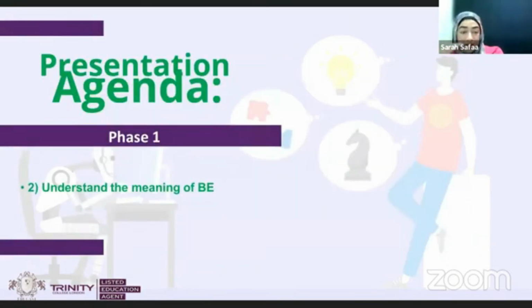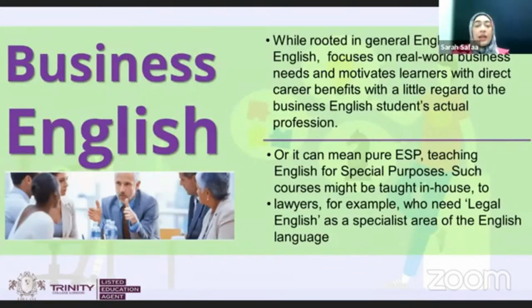So the next milestone that we have is to understand the meaning of business English. So far, you can identify business English in 2 ways. The first way simply says that it's a general English course, but we are focusing on certain terms or certain structures that go with the business workplace. This is the first way that you can identify business English.